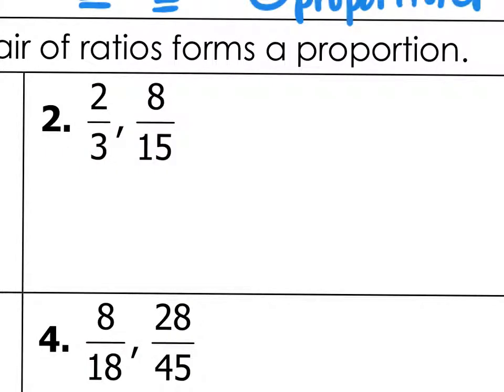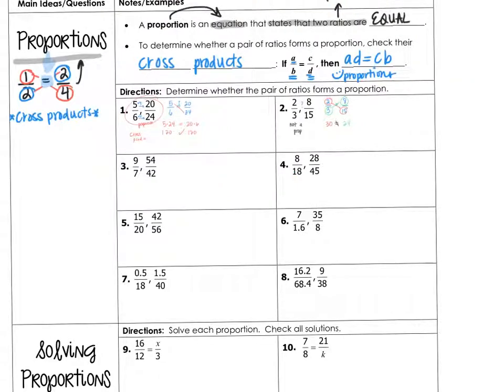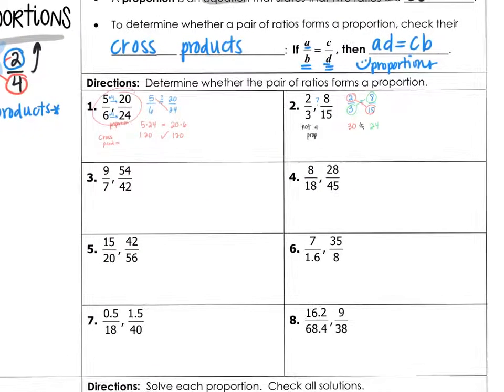Here's another example of two ratios, and you're checking to see if they form a proportion. You might be able to already tell that these do not. But let's check their cross products. 2 times 15 makes 30, and 8 times 3 makes 24. Since their cross products are not equal, 2/3 and 8/15 do not form a proportion. So use your calculator to check the cross products for 3 through 8 and determine whether or not the pair of ratios forms a proportion. Pause the video and do that now.